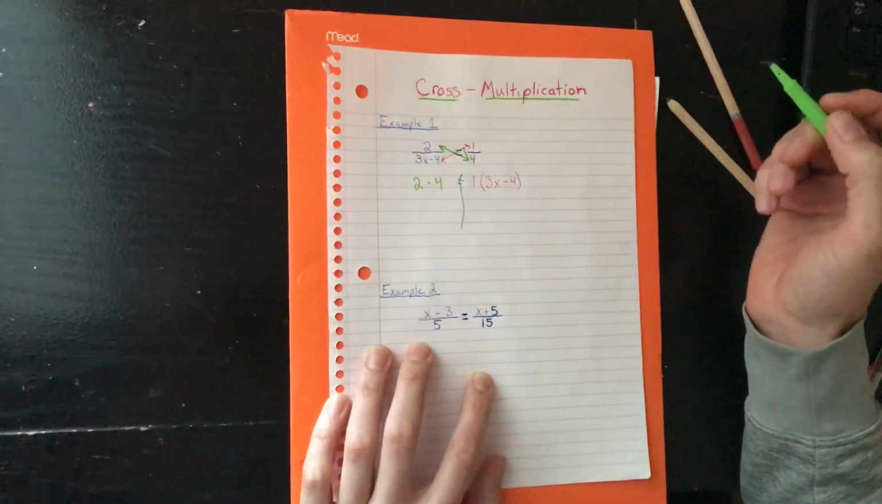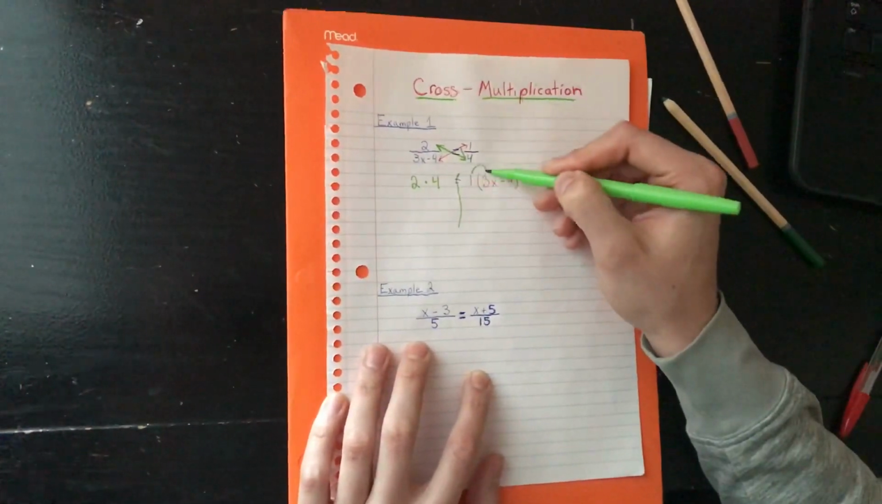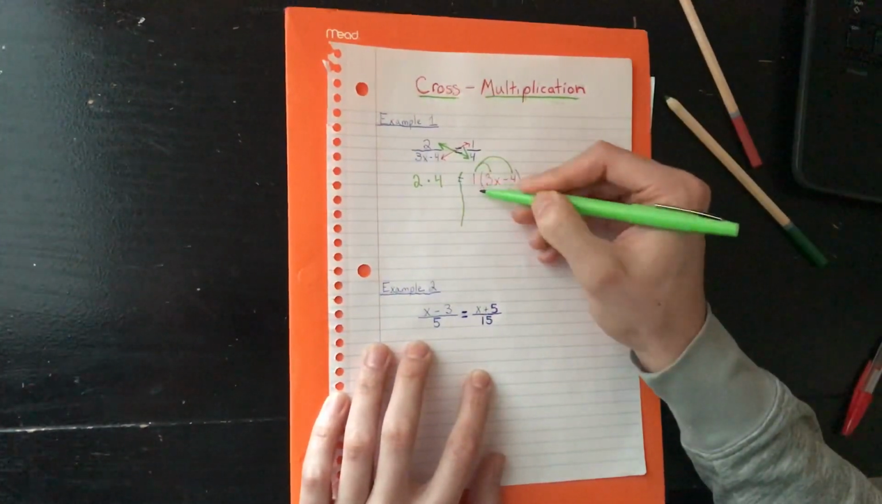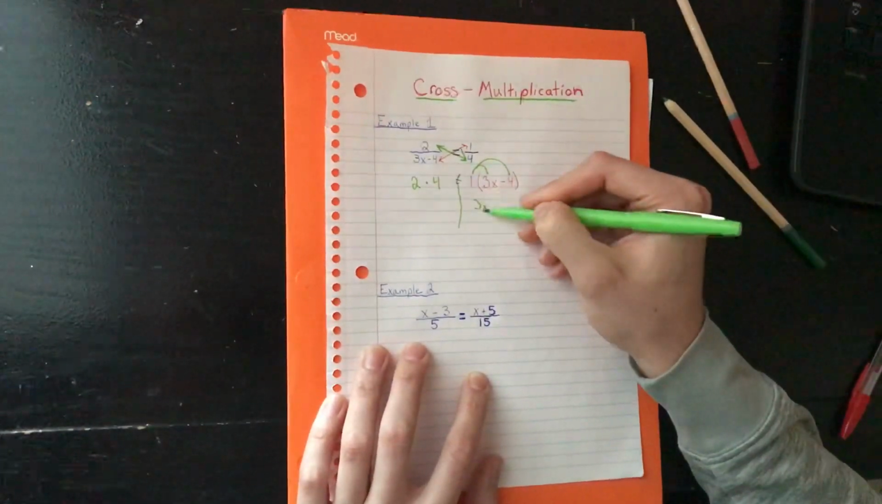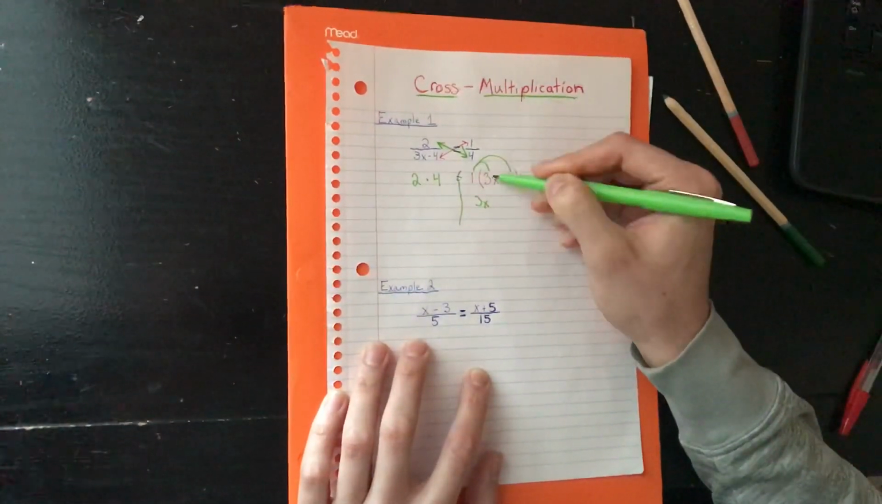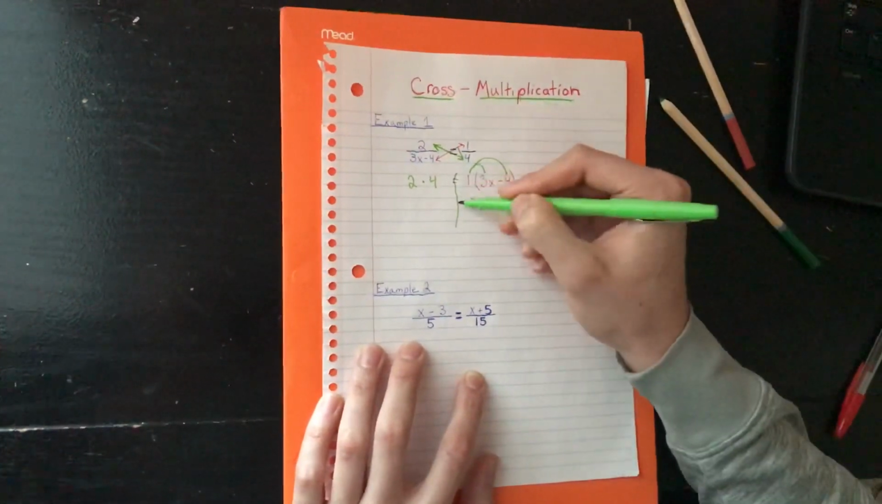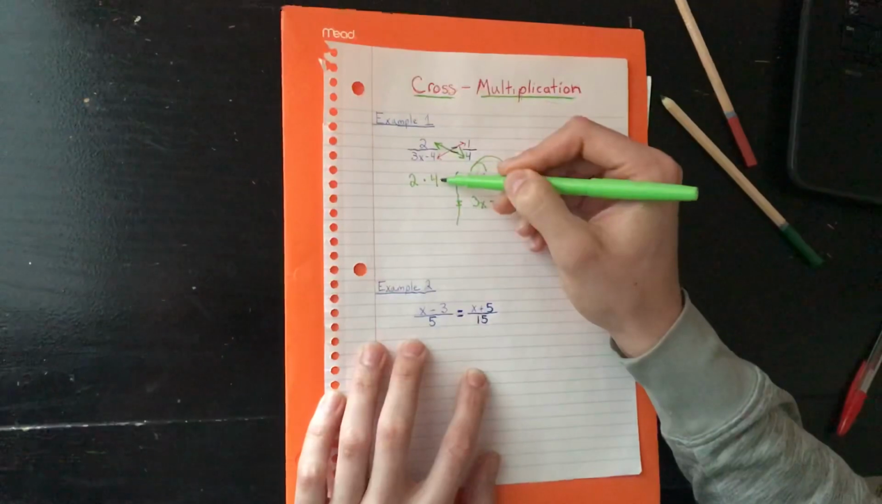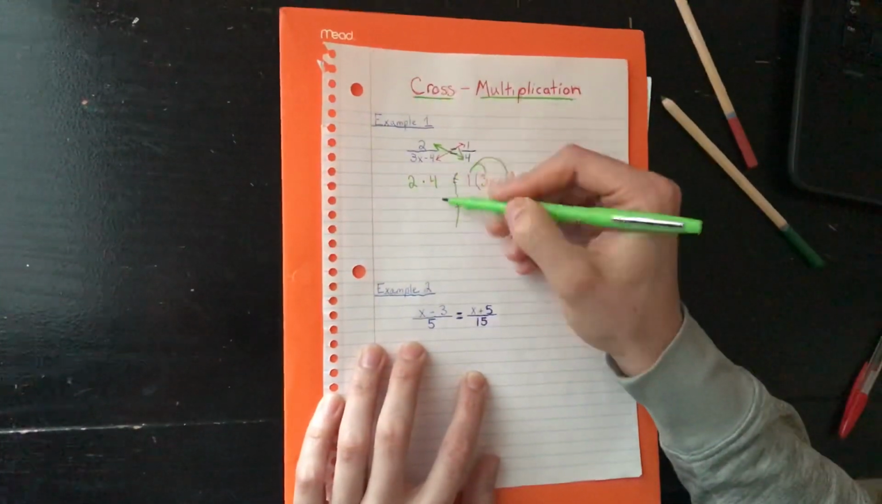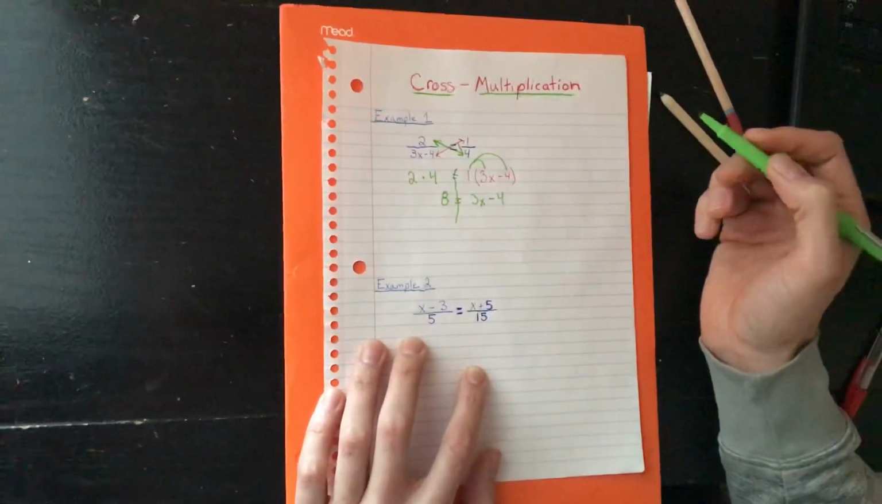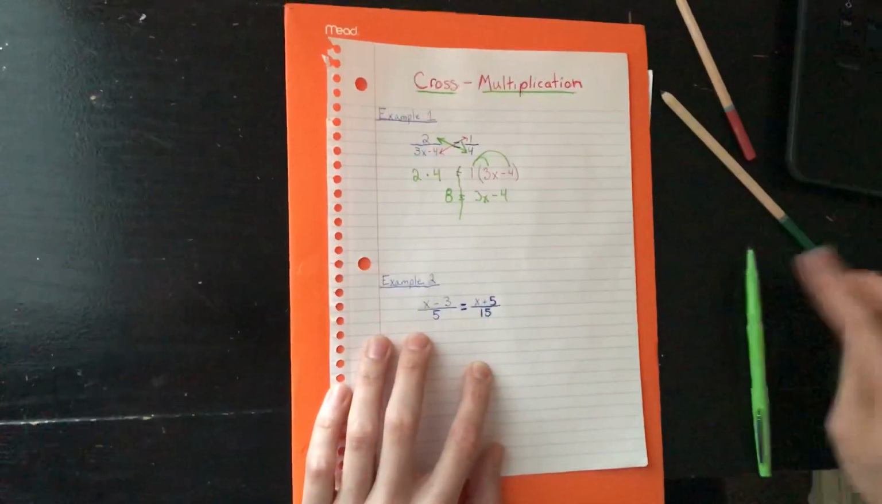Next step, I'm going to distribute the 1 to each term inside, which is just going to give me 3x, and 1 multiplied by negative 4 is negative 4. And then I bring down and simplify the left side. 2 multiplied by 4 gives me 8. And now I just have a regular two-step equation.